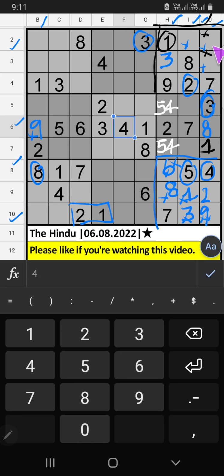Column J, 2 numbers are remaining, 5 and 6. It will come in the 2 cells. We will confirm later. Third grid, only 1 number is remaining, 4. 4 is confirmed here. Column I, 2 numbers are remaining, 6 and 9. It will come in the 2 cells. We will confirm later.